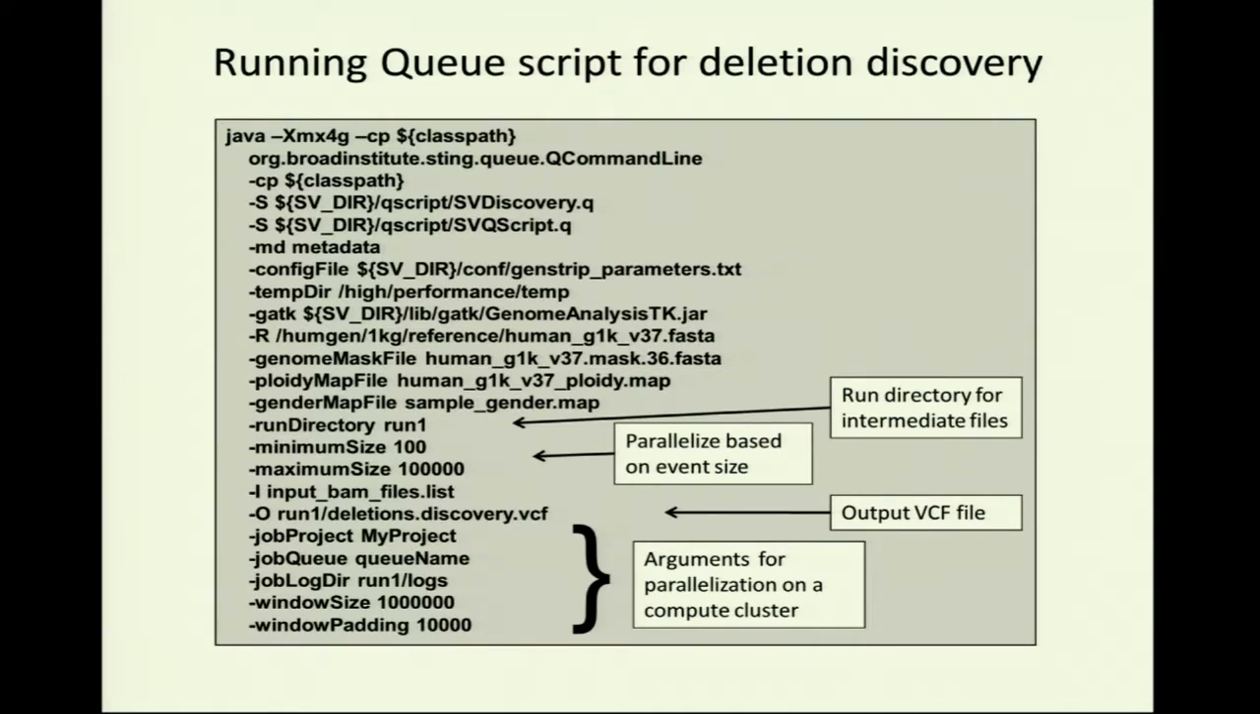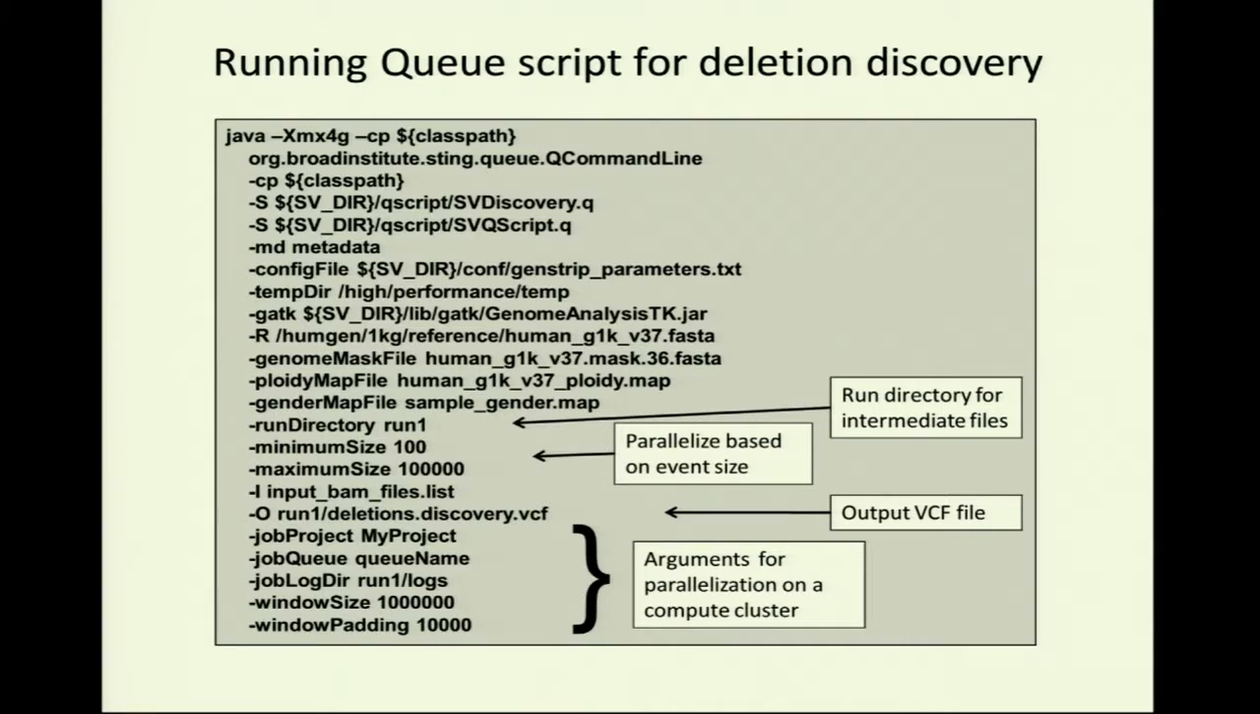So this, again, is just for your reference, a typical invocation of the Q script. Here's where we're parallelizing based on event size. We're saying we want deletions ranging from 100 bases to 100,000. The run directory is where a lot of intermediate files get produced, and these are used downstream for QC and reporting. And what you get out is this VCF.